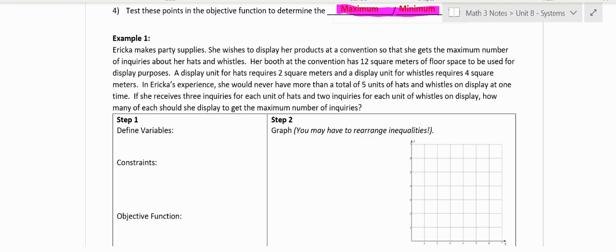So lots of things going on in this problem. The first thing we're going to do is simply define our variables. What are the 2 things we're looking at? It says that she wants to get a maximum number of inquiries about hats and whistles. So we're looking at those 2 things. I'm going to let x be the number of hats and y be the number of whistles.